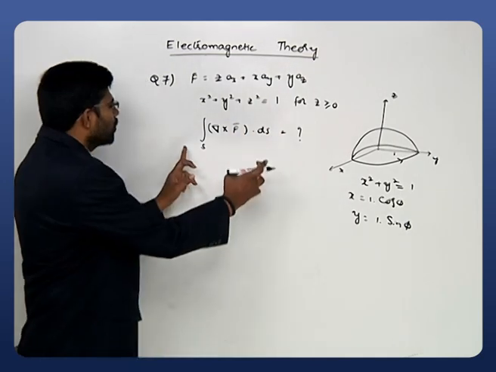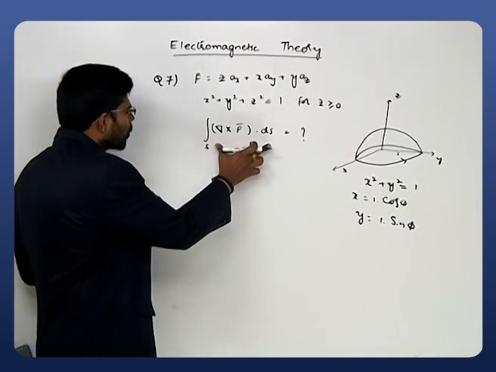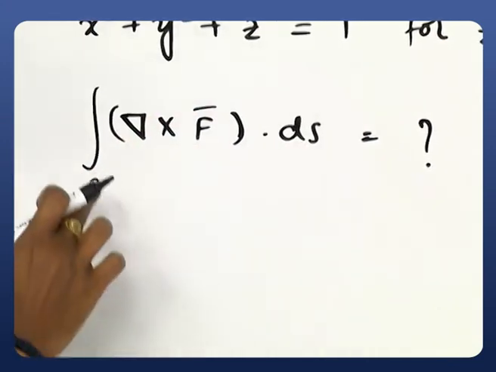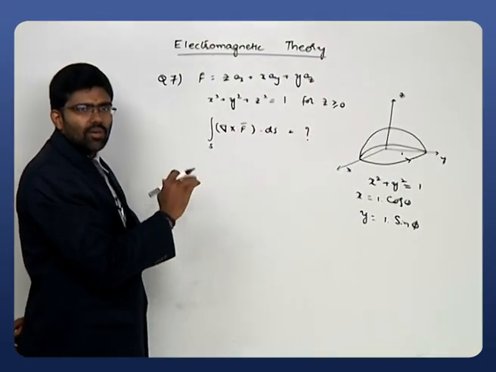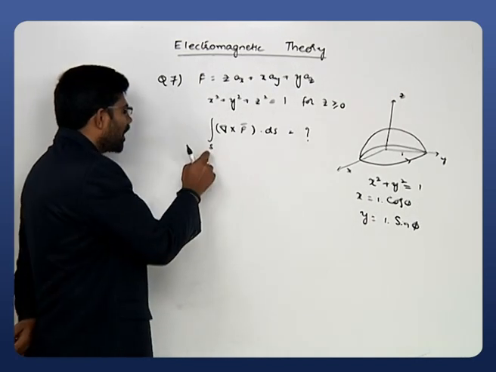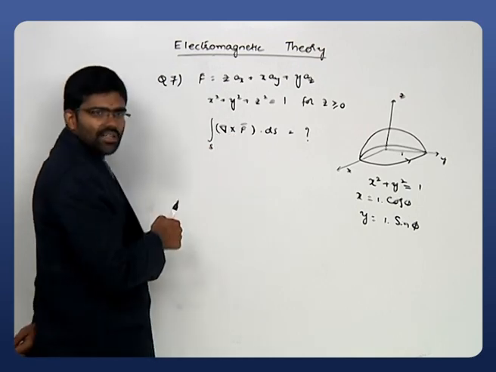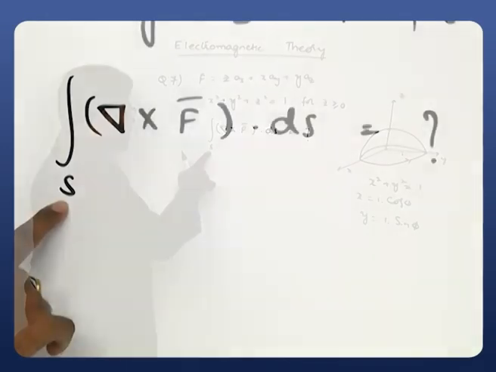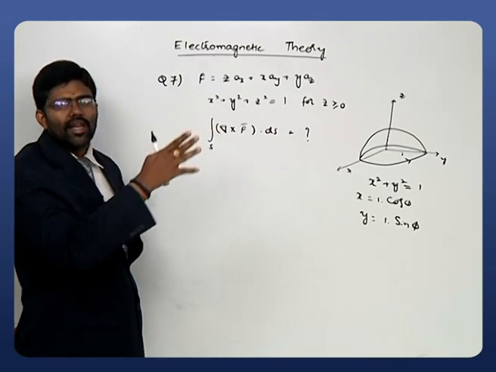Now come to the problem which is given to us. In the problem, we have a surface integral of del cross f ds. Here it is an open surface integral. Now recollect the Stokes theorem. In our Stokes theorem, any closed line integral can be related to the open surface integral. So here we are applying the reverse of the Stokes theorem: the open surface integral can be related to the closed line integral.